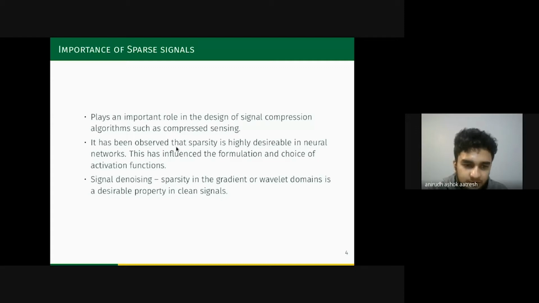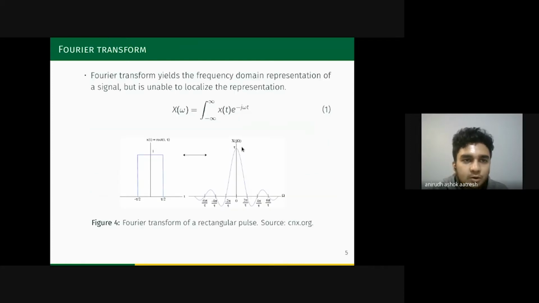The third application, which we will be exploring in this workshop, is signal denoising. A denoised signal will have sparse signal coefficients in some domains, for example, the gradient domain or the wavelet domain. So we will be exploring this area, and we will be covering the wavelet domain in this workshop. Before I talk about the wavelet domain, I just want to talk about how we get to the wavelet domain and why we're going to use it.